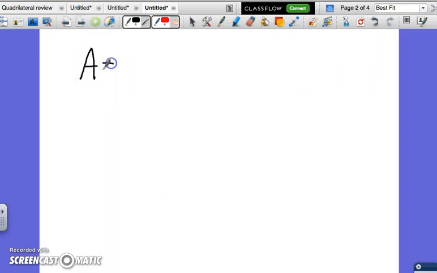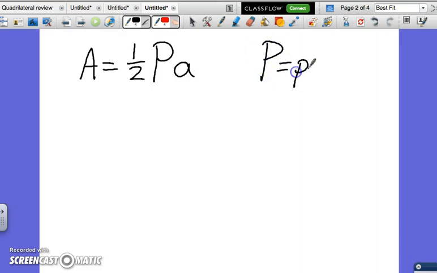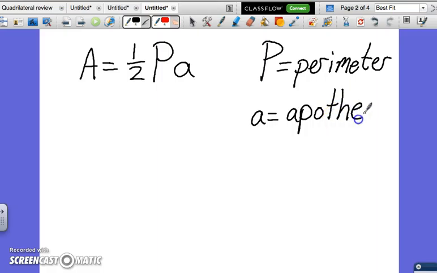So here's the formula. The area is 1/2 the perimeter times the apothem. Big P means perimeter, simply the distance around the outside of the object. It's what we get when we add up all the sides. 1/2 is easy. Apothem. This is an apothem, not a possum.